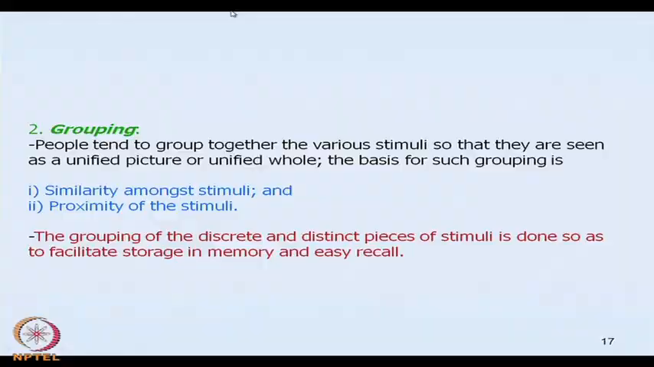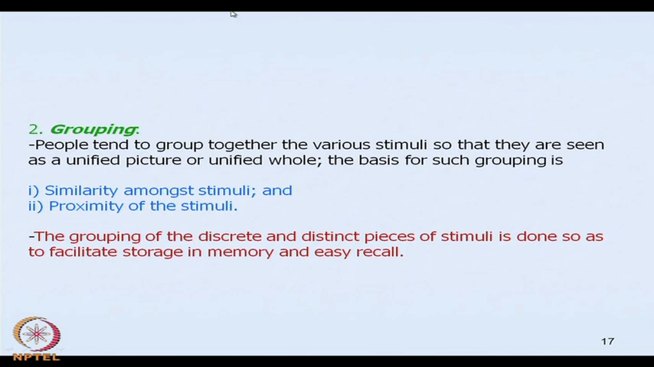So let us first talk about similarity among stimuli. The stimuli or elements that are similar should be grouped together. As they look similar to one another, people feel that they can be grouped as a unified whole, or people perceive them as a group or a pattern. For example, in an international conference, people and their nationalities are often identified by the dress that they are wearing. All those dressed similarly are perceived to belong to a particular country or nation.